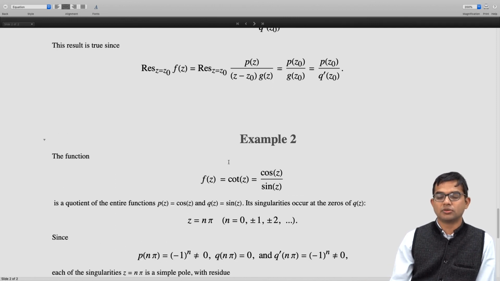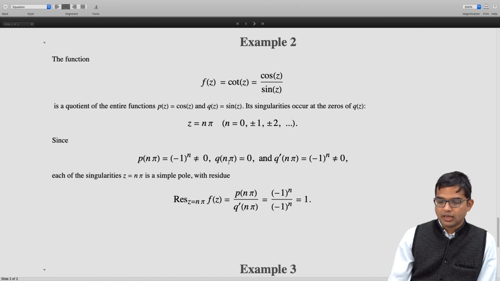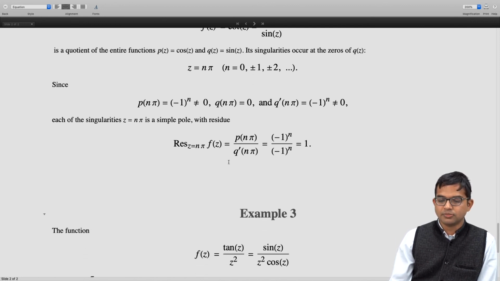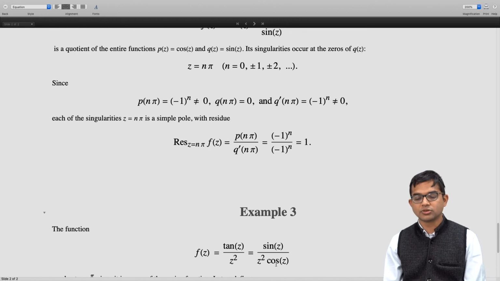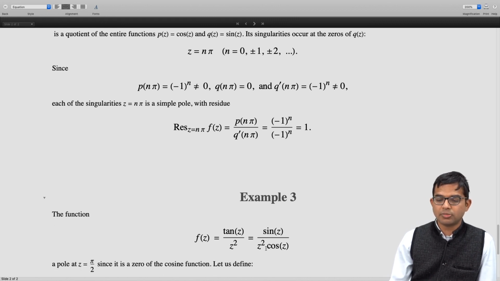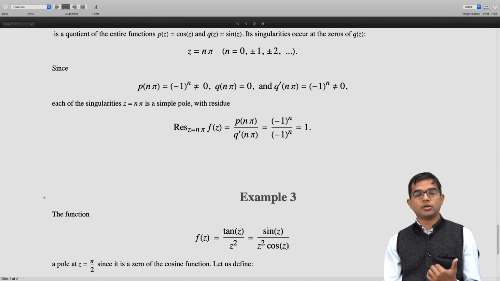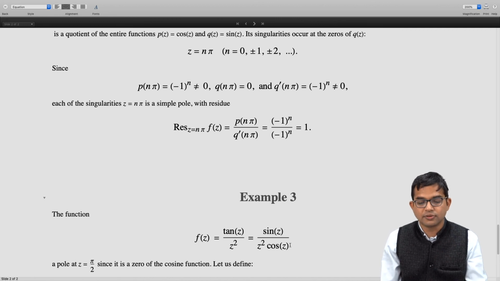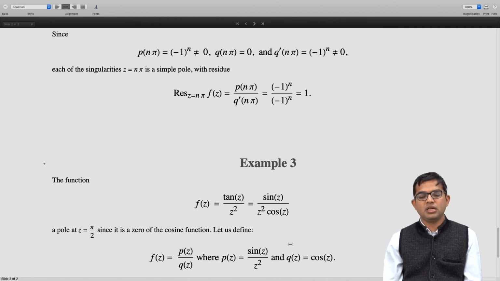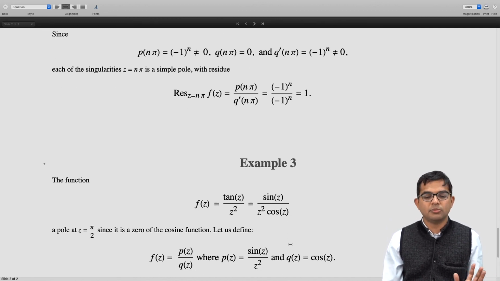You could also work this out from first principles. Let's look at just one more example. If you have tan of z divided by z squared, now you can write this as sine of z divided by z squared times cosine of z. Suppose we focus on the point z equal to pi by 2, right? So the singularity here comes because cosine of pi by 2 is a 0. So z equal to pi by 2 is a 0 of the cosine function. So sine of z and z squared are well behaved at this point.